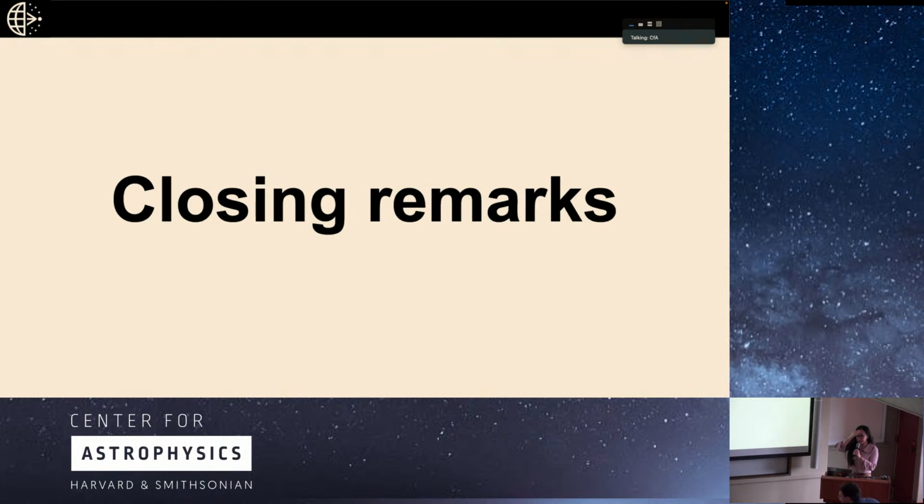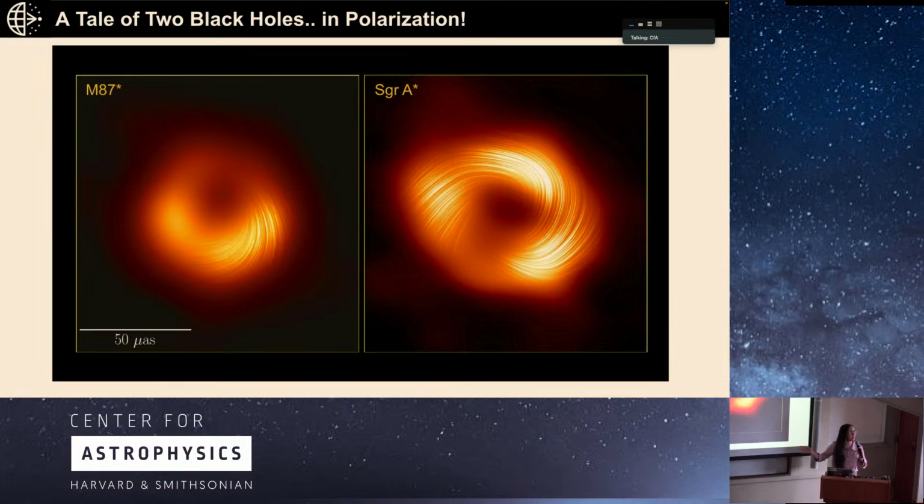Hello again. So I'll make this quick so we have time for questions. All right, so now that you're intimately familiar with our new image of Sagittarius A* and polarization, I want to take you back to this beautiful picture of our two black holes in polarization.